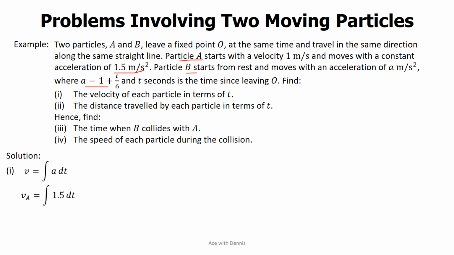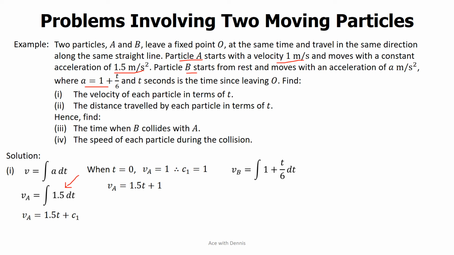Hence, the velocity of particle A is the integration of 1.5 dt, since it is constant acceleration, which we get VA equals 1.5t plus C1. And given from the question, when t equals 0, the velocity is 1 meter per second. Therefore, substitute it into the equation, we get C1 is 1. So VA equals 1.5t plus 1.